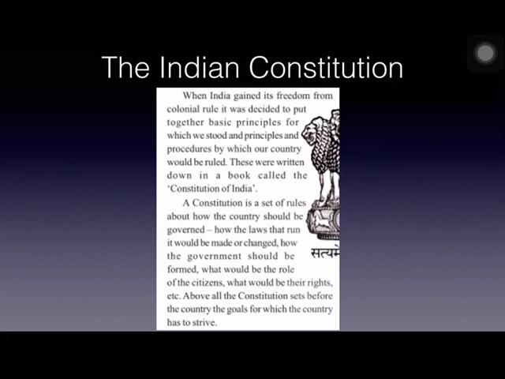What is this constitution? A constitution is a set of rules and regulations according to which the government is formed. According to these rules and regulations only, the government functions. How the laws are made, the functions of all the government organizations and institutions, and how the president, the prime minister, other ministers, etc. are elected, all these are laid down in the constitution. And above all this, the goals for which India has to strive are laid down in the constitution.